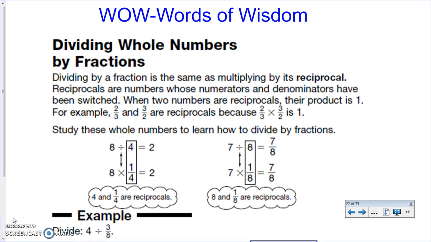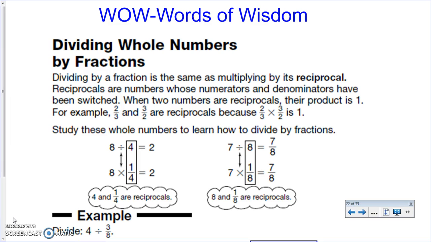So we're going to use the examples here to learn how to divide by fractions. So 8 divided by 4 is 2. If we do 8 times 1/4, it also equals 2, because 8 times 1 is 8, and 1 times 4 is 4 for the denominator, so that gets you 8/4, which is 2. Because we flip the fraction, we invert it or make its reciprocal, the divisor, the second number in the problem, that's what allows us to change the division sign to multiplication, because division and multiplication are inverse operations. They will reverse each other.